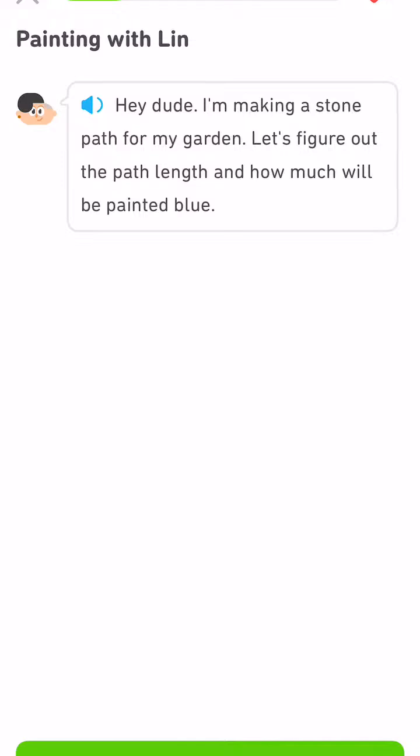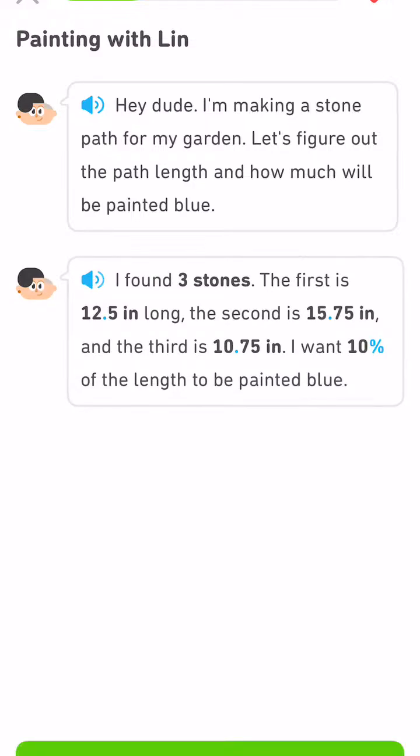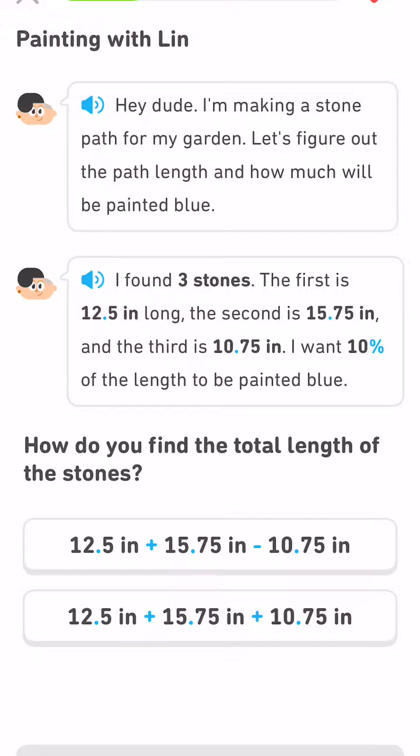Hey, dude, I'm making a stone path for my garden. Let's figure out the path length and how much will be painted blue. Okay. I found 3 stones. The first is 12.5 inches long, the second is 15.75 inches, and the third is 10.75 inches. I want 10% of the length to be painted blue. Okay, interesting. How do you find the total length of the stones? So you would add all of the numbers together to find the total length.